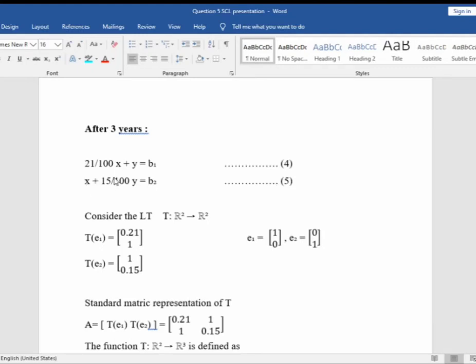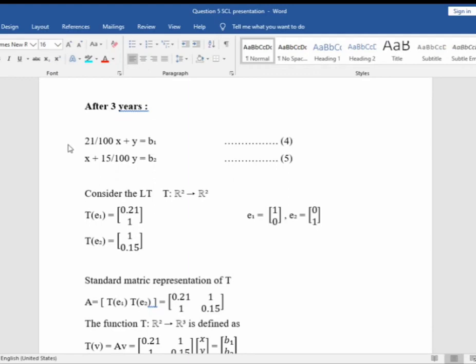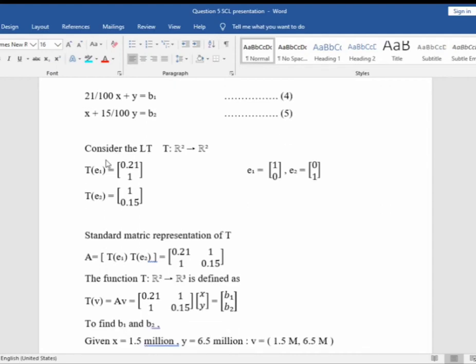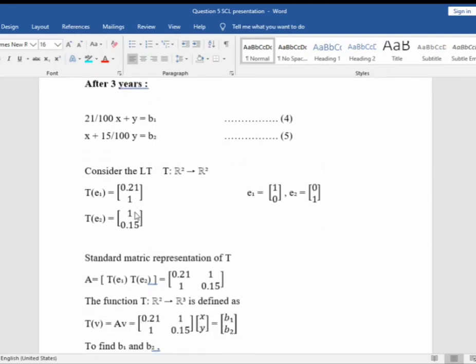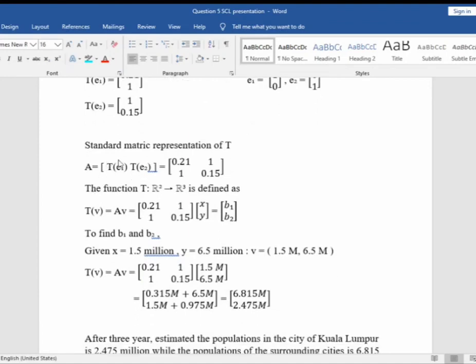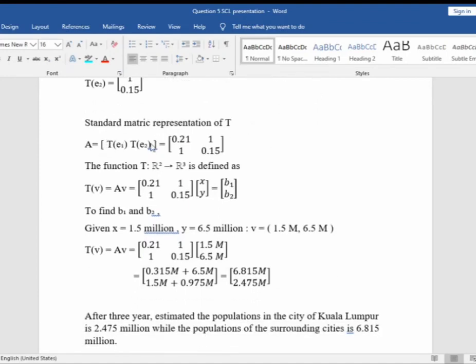Same with the fifth equation, the number of the population moving from the surrounding cities to the city of Kuala Lumpur is 5%. So after 3 years, we multiply by 3, and we get 15%. Here we just have two equations, so we consider the linear transformation which takes vectors in R2 and outputs vectors in R2. So it's the same as before. We need to find TE1, TE2, and we need to find A, the standard matrix representation of the transformation.